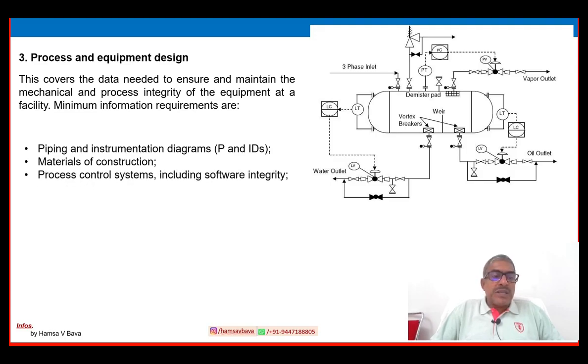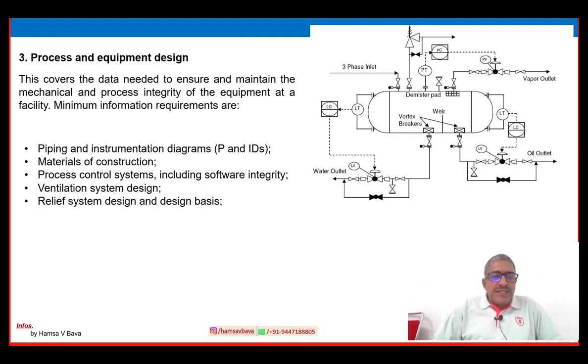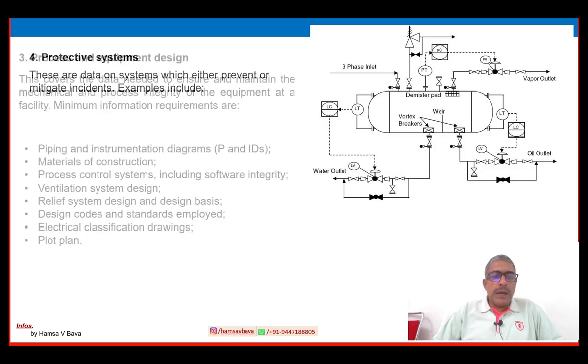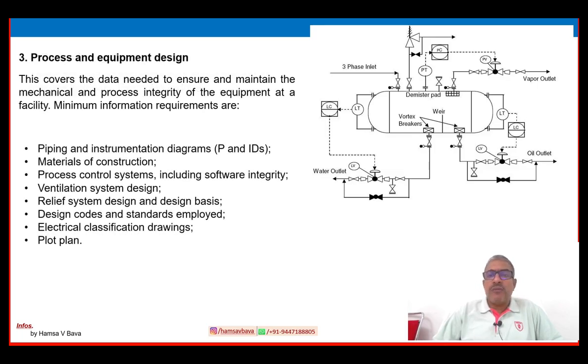Then process control system including software integrity, ventilation system design, relief system design and design basis, design codes and standards employed, electrical classification drawings, plot plan. So this is the information provided in process equipment and design. P and ID will give most of the details.